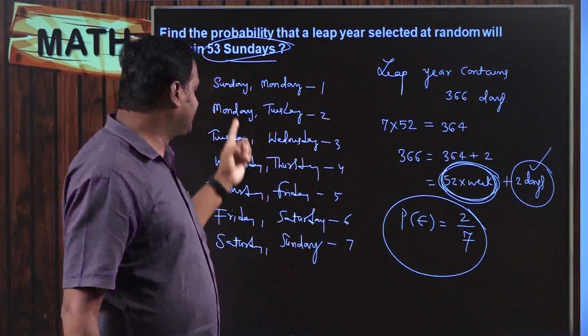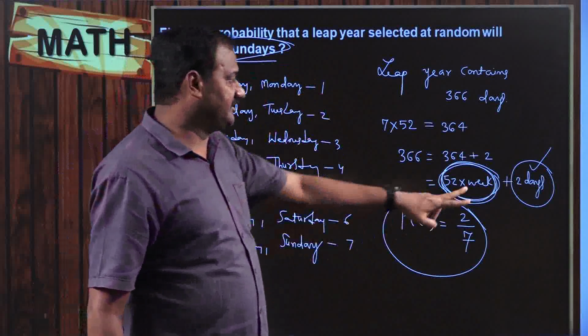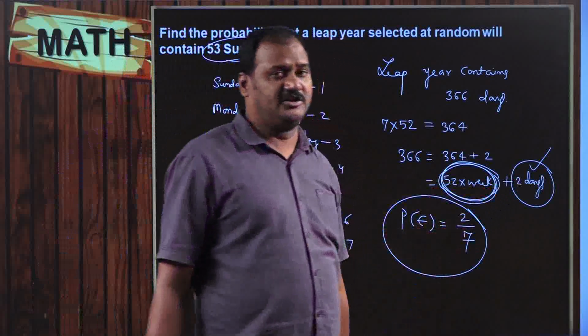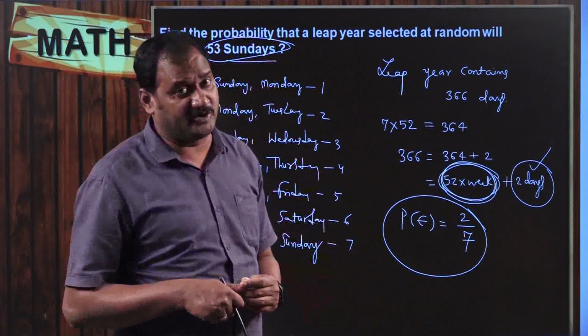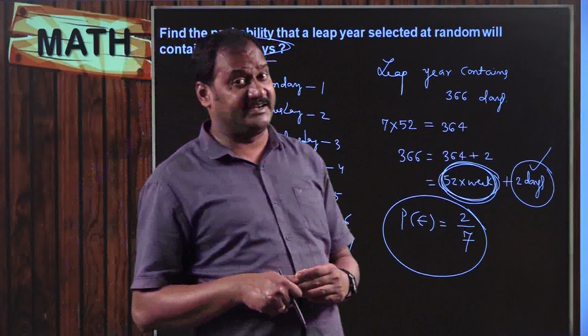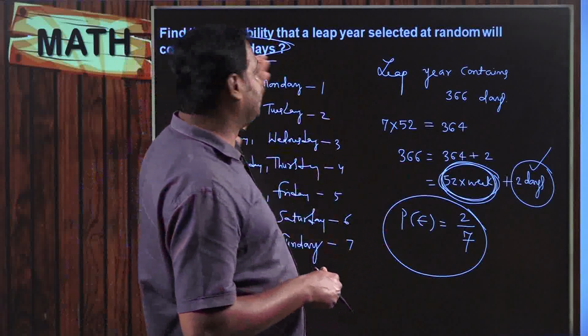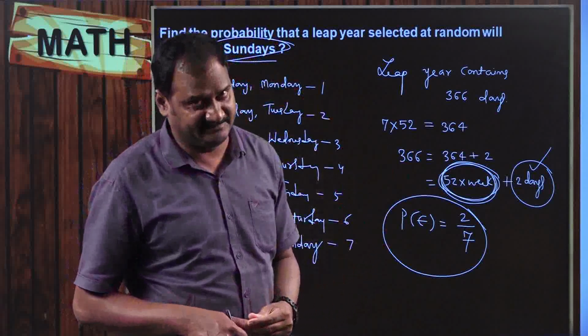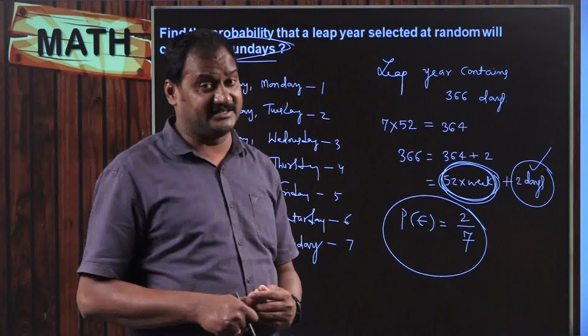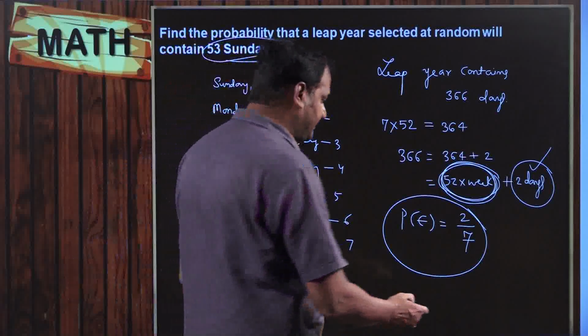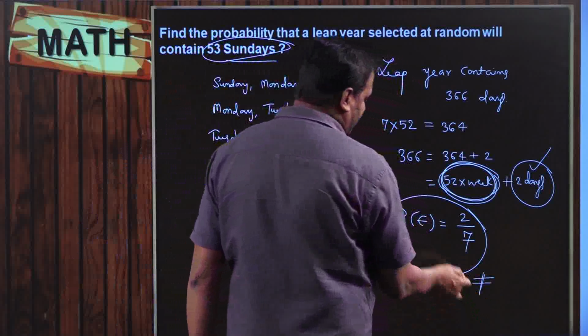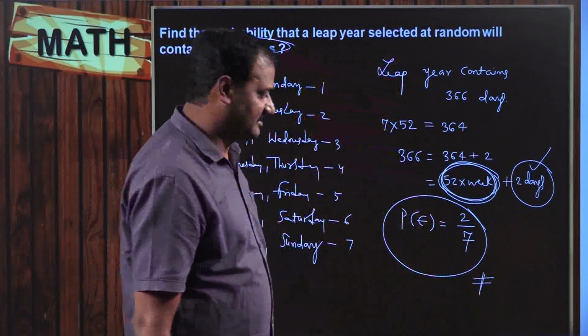So here Sunday will come and here also Sunday will come. Therefore there are 2 remaining days. Therefore 2 divided by 7 will be the probability of getting 53 Sundays in a leap year. Please do remember, this is one of the interesting and important problems, right? And of course I did not write the formula here. You will have to write the formula compulsorily.